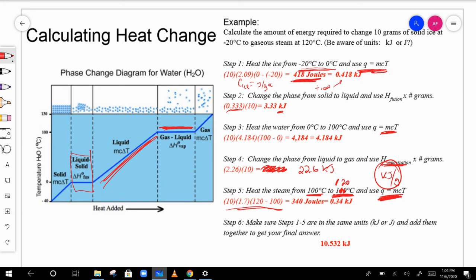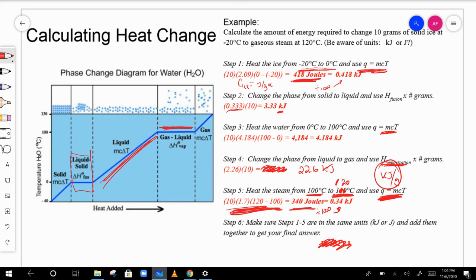Okay, so you get all that. This comes out to 340 joules, divide by 1,000, and you get 0.34. And then you just add all these numbers up to get the total.